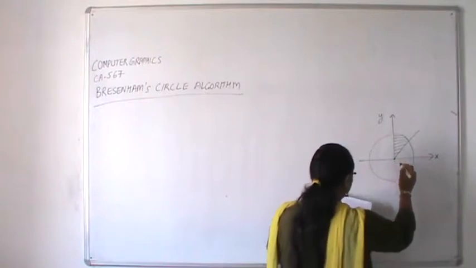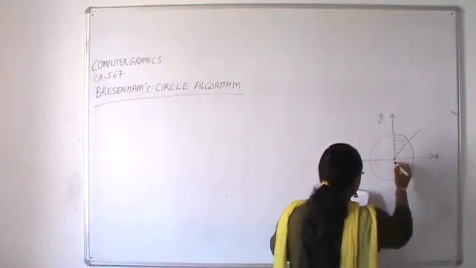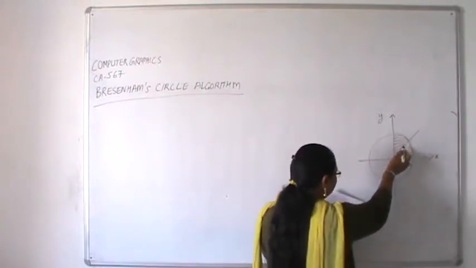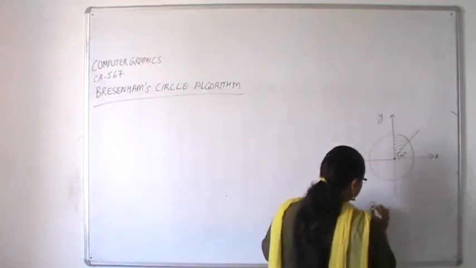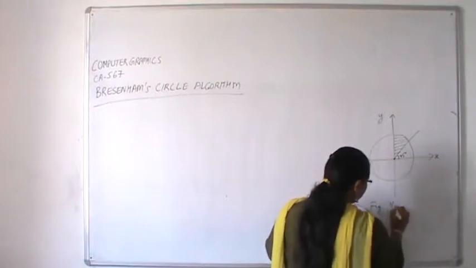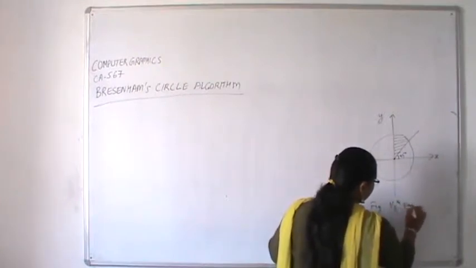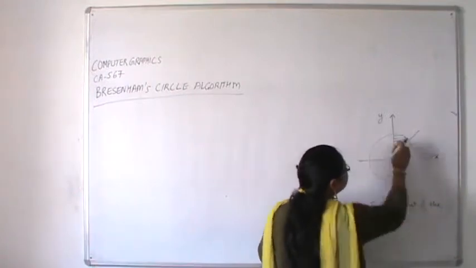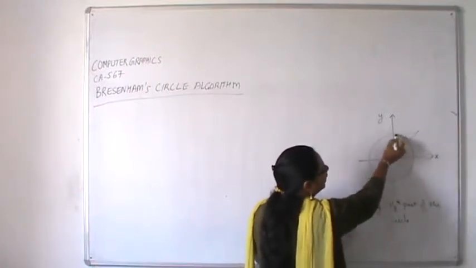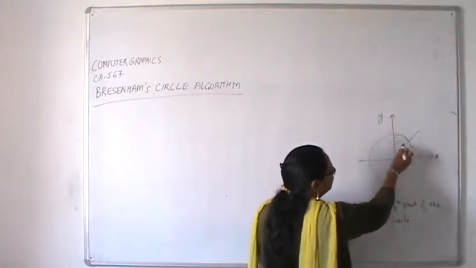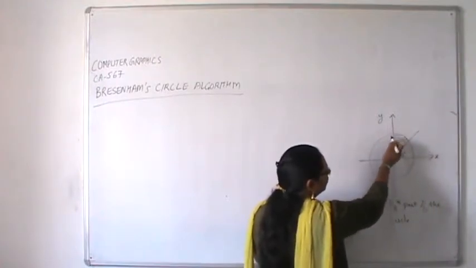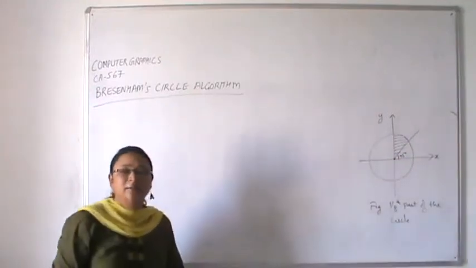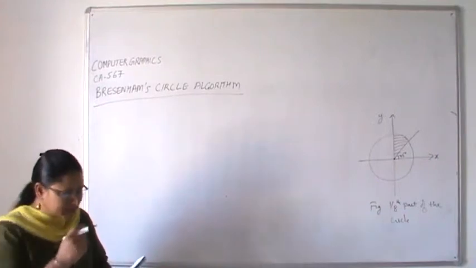that is the 1/8 part of the circle. So, we are plotting the points from 90° to 45°. So, this figure is showing the 1/8 part of the circle. So, if we are getting the points from 90° to 45° here, then we will be able to plot the rest of the octants. So, that is the basic concept of this Bresenham's algorithm.